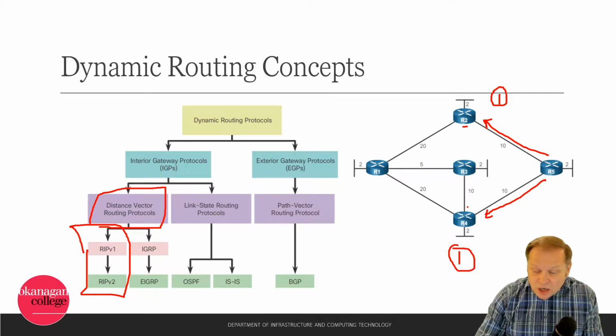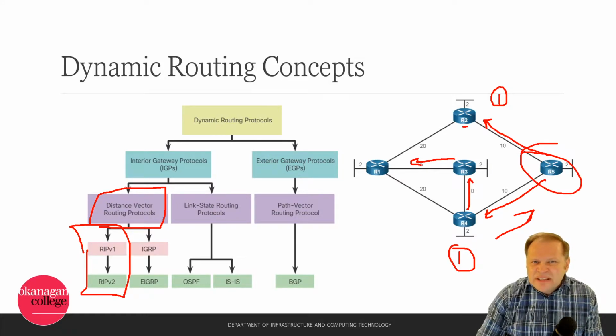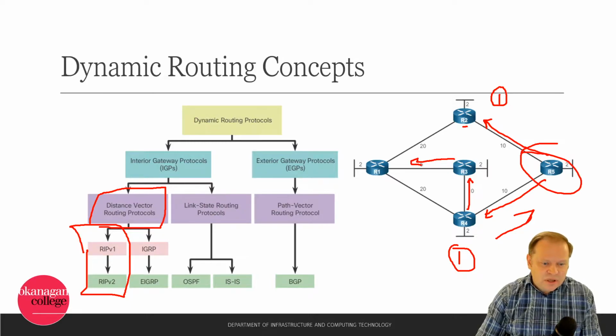Now, R4 also knows that there's a path here through R3, and it could tell R5 about this. It could say, I could get to it through R3 as well, but that would account for two hops. You got to go through two routers. And so R5 is simply going, well, I want the least number of hops possible. With RIP, that's all it's taking into account.